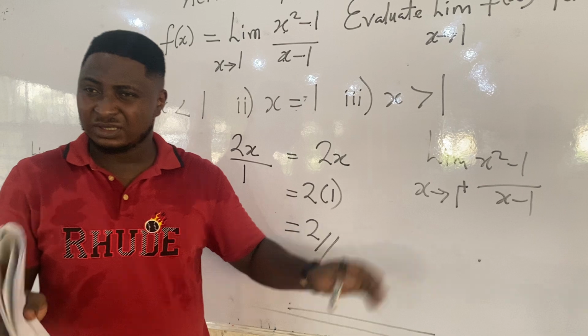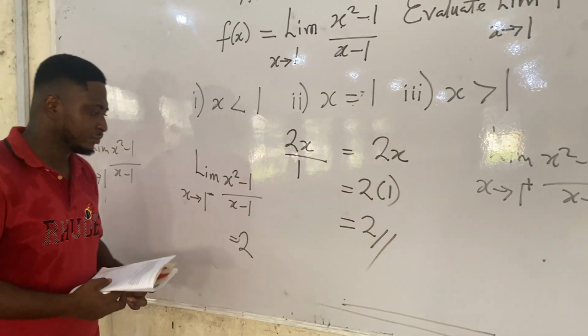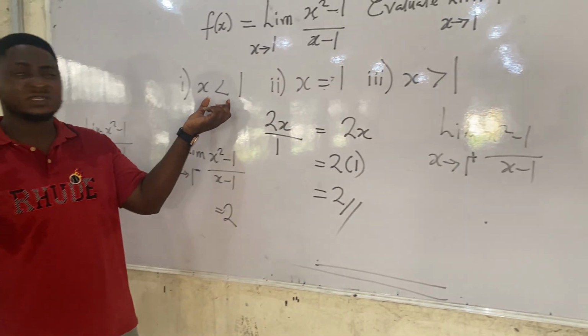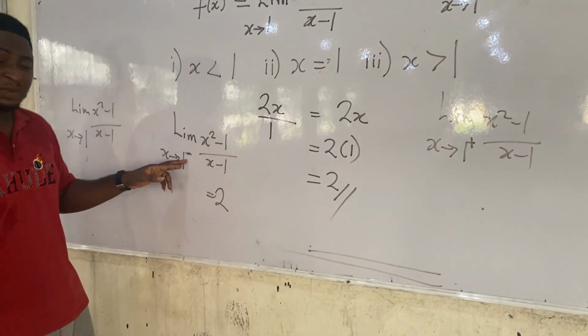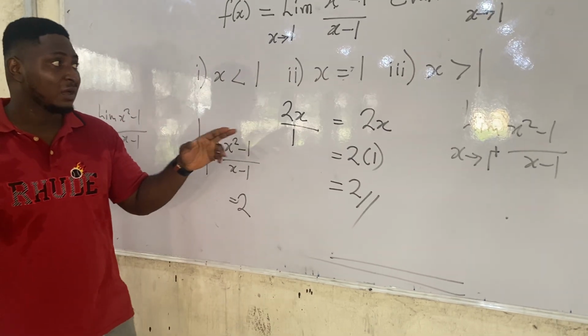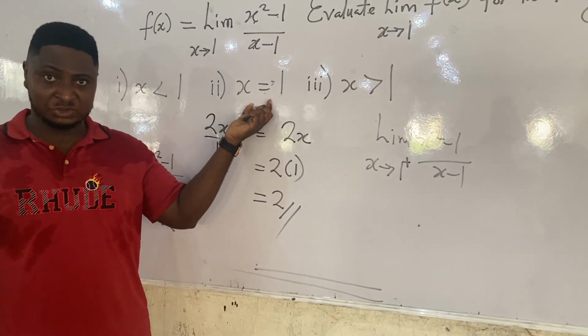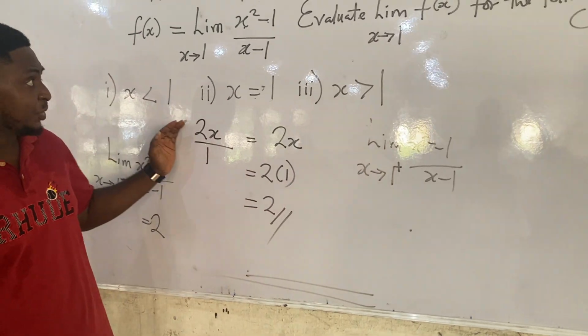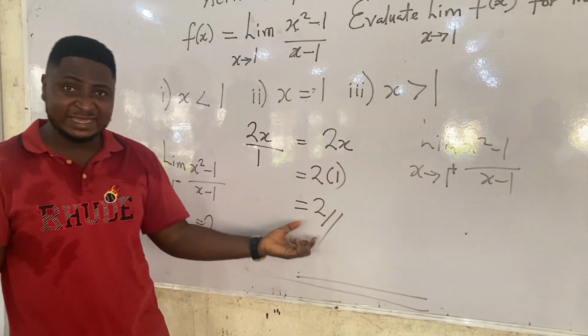Little what? Minor differences. What are the minor differences? In this first one, there will be a minus on the limit point, showing that it's from the numbers less than 1, from the left hand side. And the second one, there won't be minus or plus, just carry 1. And the third one should be 1 plus. But all of them will be differentiated as usual, and you have the same answer.